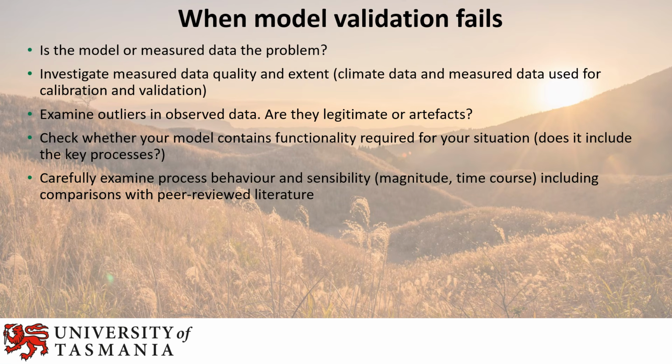Look at the sensibility of the outputs. Look at the magnitude of the data. Look at the time course. Compare it with peer-reviewed literature. If you're not sure what soil carbon stocks should be, look at empirical values measured in the literature. For the top 30 centimetres, they should be between, say, 20 tonnes of carbon per hectare, maybe up to 70 or 80 tonnes of carbon per hectare if you're lucky. If your model simulations are outside that range, you might want to question whether your calculations or your units are correct.